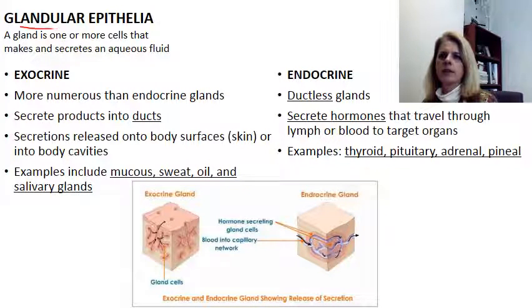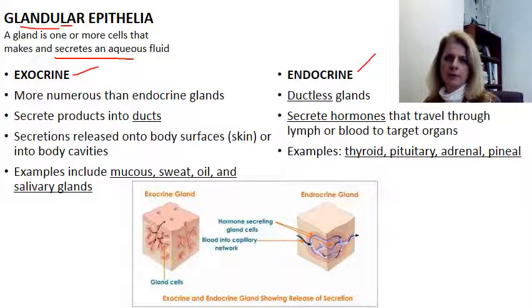All right, last but not least, remember, epithelia comes in two varieties. You have the covering and lining epithelia, and then you have your glandular epithelia. And glands are groups of cells that make and secrete some kind of aqueous or watery fluid. And so you have exocrine and endocrine glandular epithelia. Okay? You have way more endocrine glands than you do exocrine glands. All right, so what are the differences? Let's compare and contrast them.